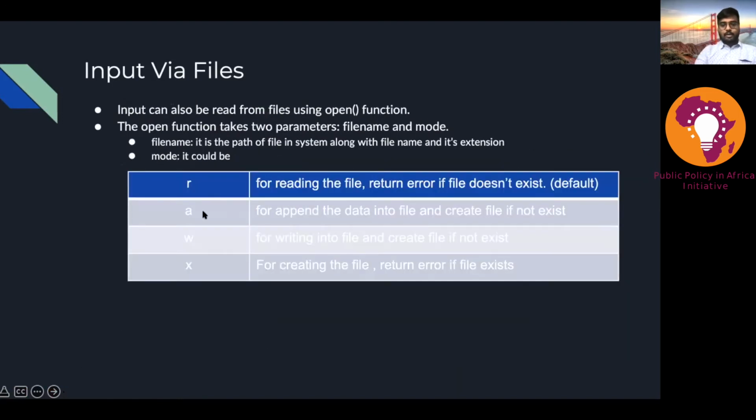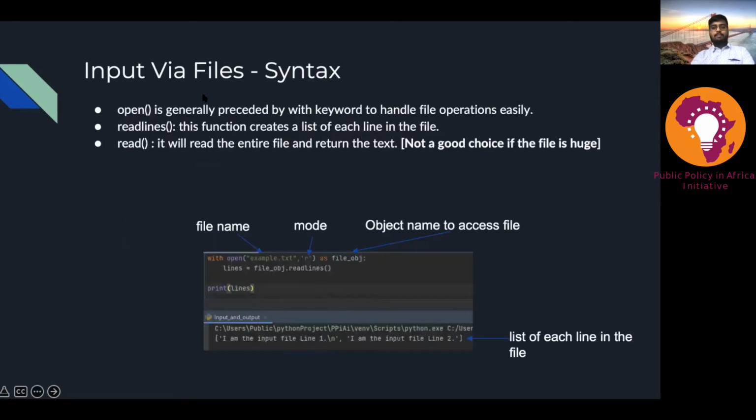Okay. We have W for writing into a file and creating the file if it doesn't exist. And then we have X for creating the file, and if it exists, then it returns an error. We will try to use all four of these, and I will give you examples for that shortly. So let's see how we are going to be able to do that first.